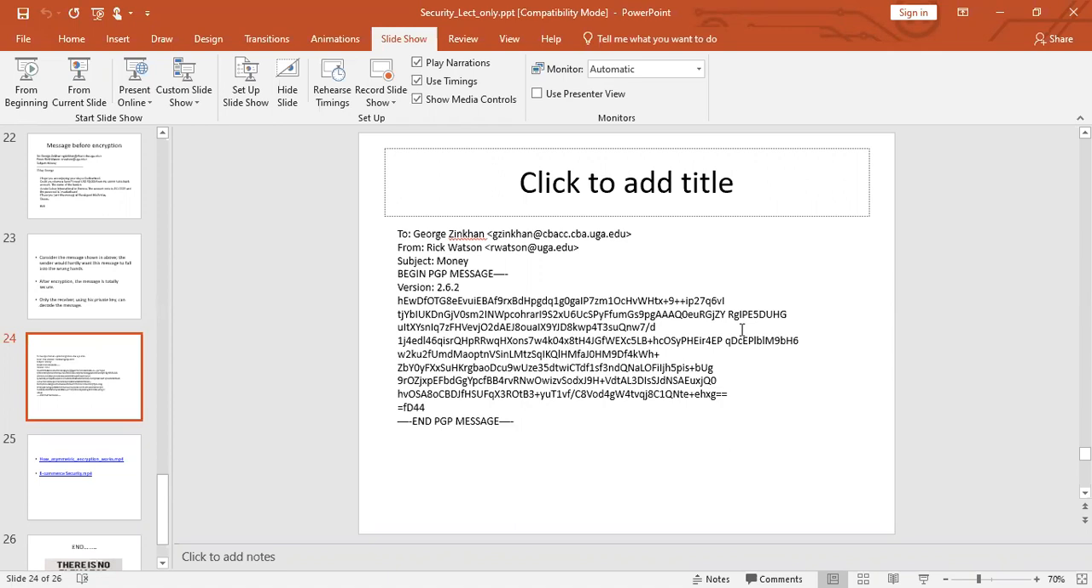But if anybody else apart from George intercepts this message, this is how the message will look. It will look meaningless. I mean, you only see numbers and letters. You cannot make any meaning from what is here. So that is the benefit of encryption. When you encrypt a message and anybody else apart from the recipient intercepts it, the message will look meaningless to the person and your sensitive information will not be used against you.